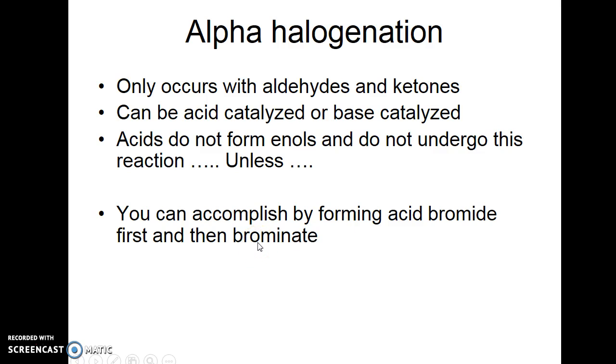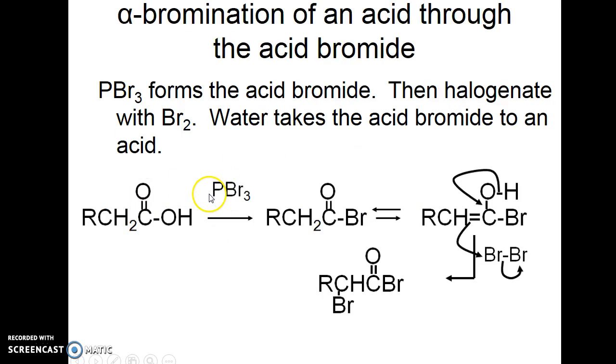So let's look at an example of that. If I use phosphorus tribromide, I will end up making the acid bromide. And if there's bromine in there, I can then halogenate the enol that will form. Water then will take the acid bromide to a carboxylic acid. This right here, treatment with water, will take this then to the carboxylic acid. And the net effect is alpha bromination of a carboxylic acid. So the conditions would be phosphorus tribromide and bromine.